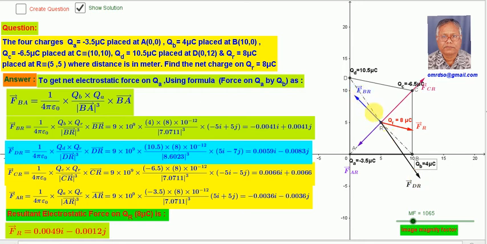In fact, BR is this one. Force on R due to B is BR. Charge B is plus, R is also plus, so it will repel it, and the direction is this one.